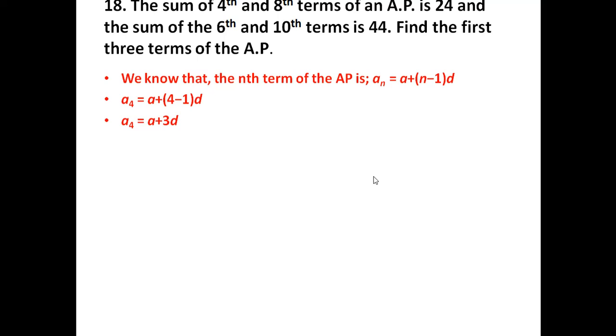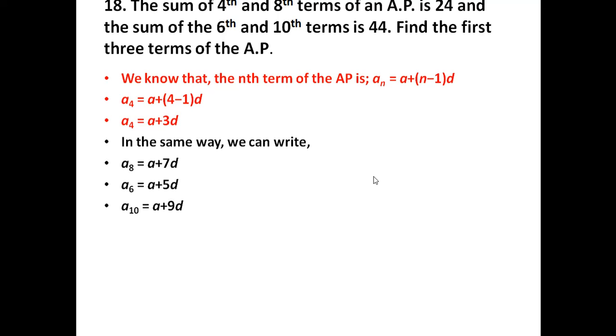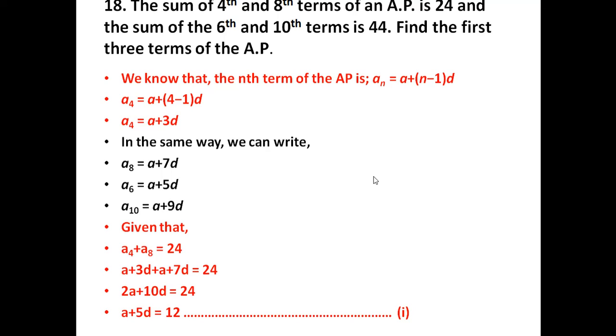So A4 equal to A plus 4 minus 1 into D. So A4 is equal to A plus 3D. This plus the 8th term. That also you have to write in the form of an algebraic expression only. So the 8th term, 6th term, 10th term, everything you have to write in the form of an algebraic expression. Then it's already given in the question, 4th term plus 8th term. So A4 plus A8 is equal to 24.